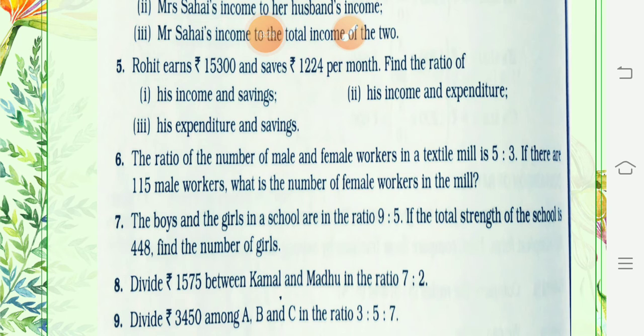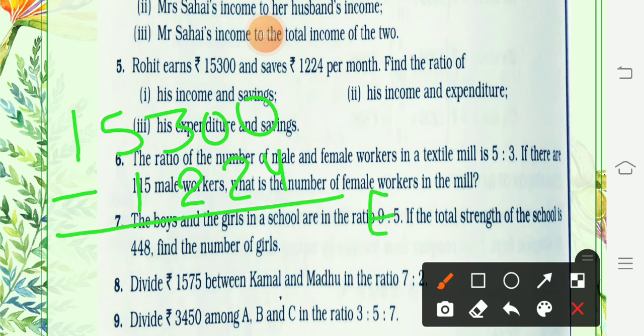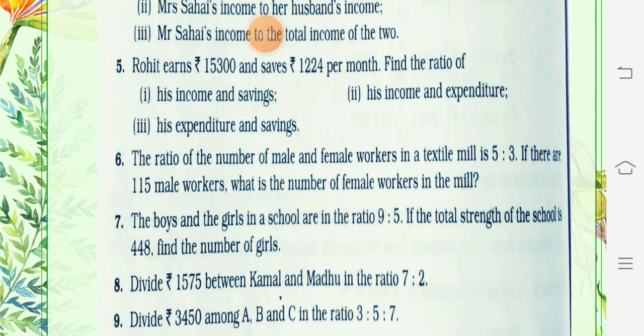Same concept: his income and expenditure. Now the concept is the expenditure. Students, Rohit earned rupees 15,300 and saved rupees 1,224. What is the expenditure? उसने खर्च कितना किया है? So to get the expenditure, we will 15,300 में से minus करना है आपको 1,224. You will get its expenditure. You can complete this question number 5.